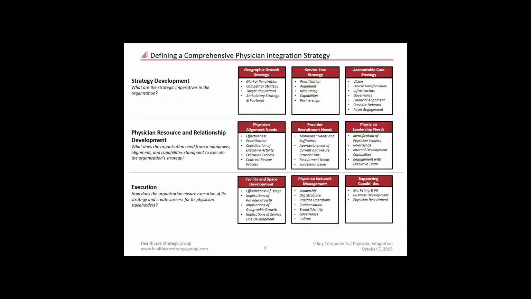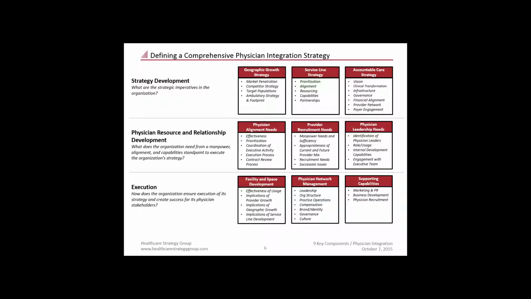So those, in the strategy development bucket, are the big questions we have to ask before we can even start thinking about what physician relationships we need and how we facilitate those relationships. Once we've answered those, the next piece of the physician integration strategy becomes what resources and relationships we need. It says physician here. Provider is probably a more accurate term going forward, given the level of advanced practitioner penetration we're seeing in a number of markets, but we'll use physician here. What do we need from a manpower, alignment and capability standpoint to really execute our strategy?